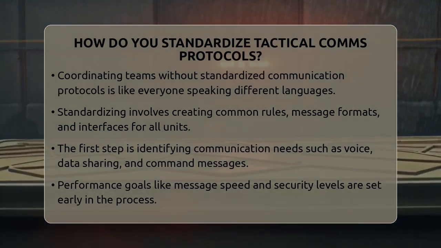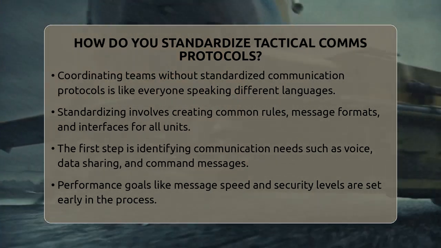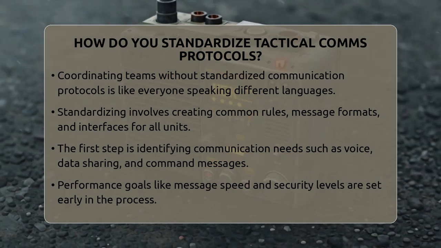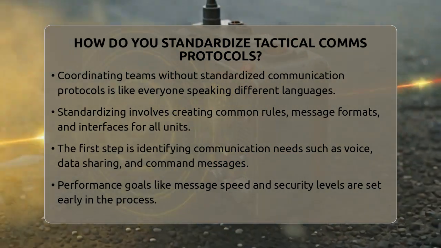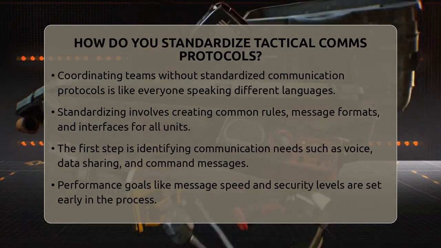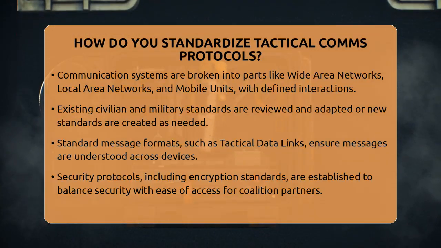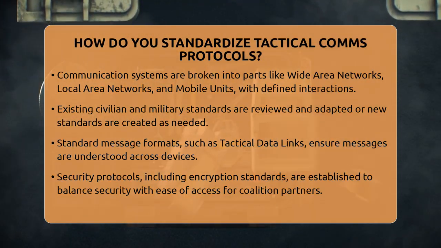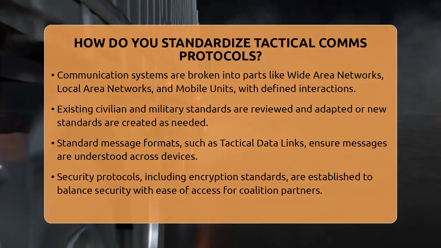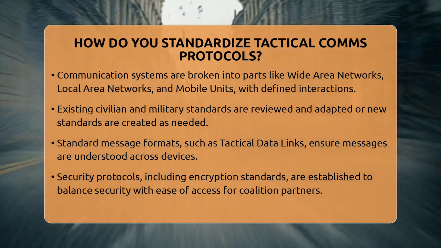The first step is to identify what communication services are needed. This includes voice calls, data sharing, and command messages. You also set performance goals like how fast messages should get through and how secure they need to be. Next, you break down the entire communication system into parts like wide area networks, local area networks, and mobile units. You define how these parts connect and interact so that each piece can work smoothly with the others.